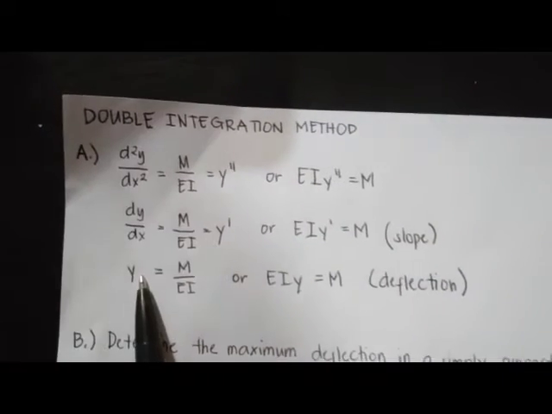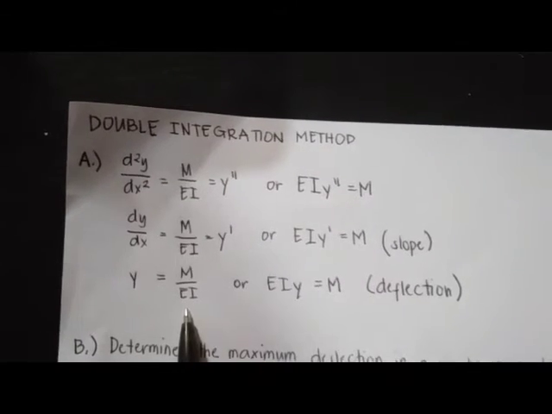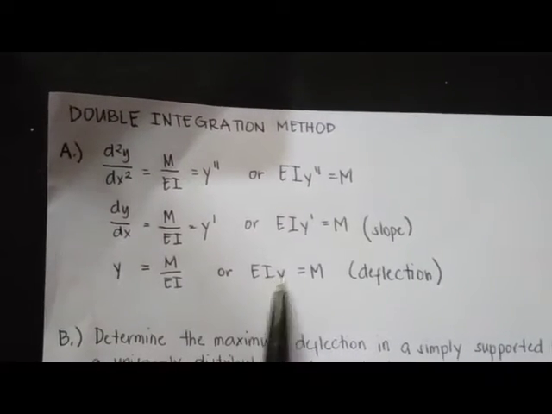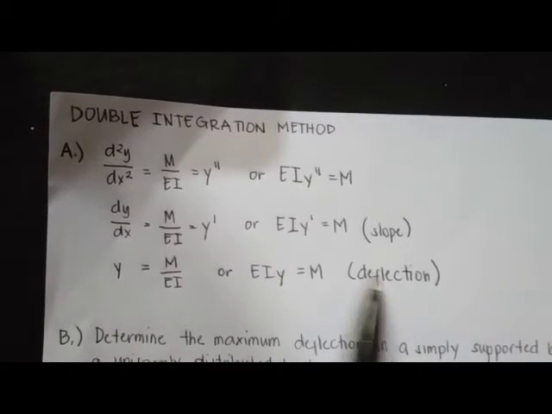Then next, y is equals to M over EI. So, i-multiply natin yung EI sa y, kaya magiging EI y is equals to moment. Ito naman ang formula na ginagamit for deflection.